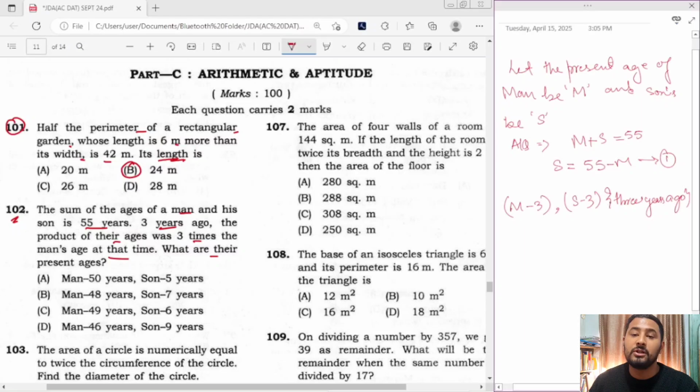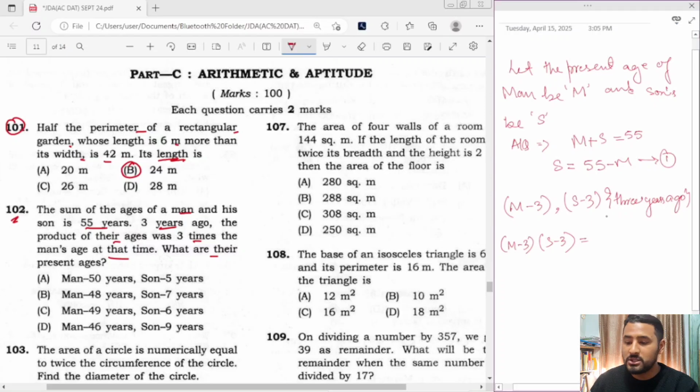These are the ages 3 years ago. Now let's read again. The product of the ages was 3 times the man's age at that time, so product of these two. So we can make the equation now. (M minus 3) into (S minus 3) is equal to the product of the ages. Can you see the man's age and son's age 3 years ago?